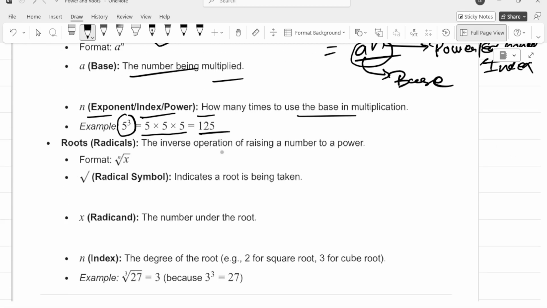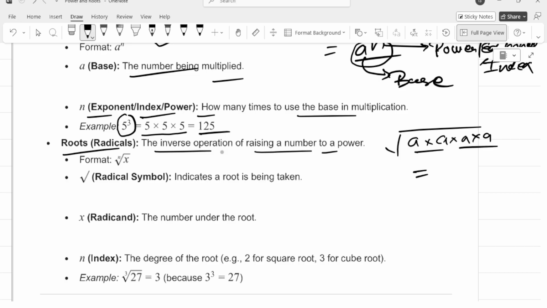Now we'll discuss roots. Another name is radicals, the inverse operation of raising a number to a power. When a number is raised to some power and I want to find which power was raised, that comes in the root portion. The inverse operation is a root, and a into a makes a pair. If there is no number mentioned in the root, that means 2 is always hidden.